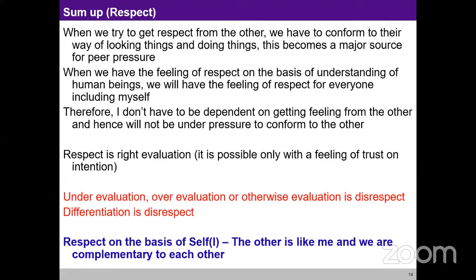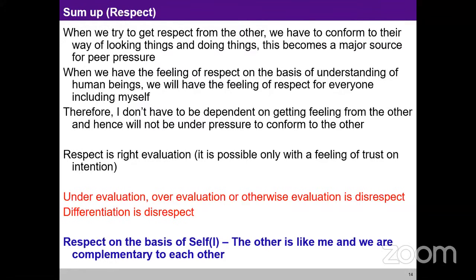So respect is right evaluation. And this is possible only with a feeling of trust on intention. Remember, we talked of trust being the foundation value without which the relationship can't go forward. This is why. Because to start with, we have to have the feeling of trust on intention. If we don't have trust on intention, we will not have respect, because the moment we don't have the feeling of trust on intention, we start getting irritated, start getting angry, because we don't see that relationship with the other person. So obviously, the relationship will not move forward because we don't see it to start with.